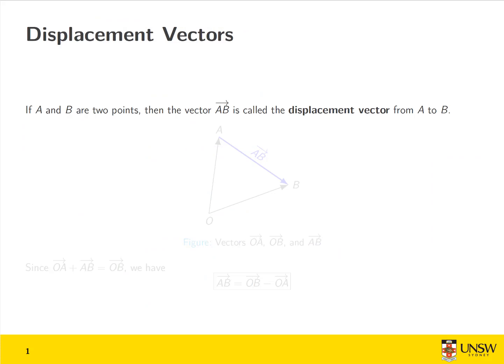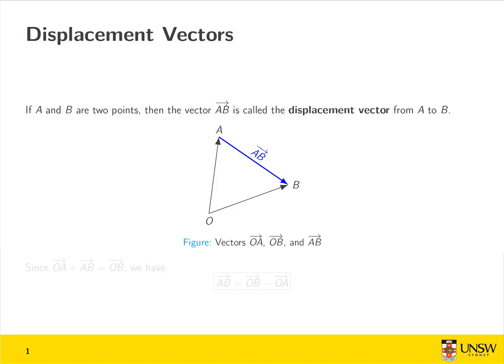When dealing with vectors in the coordinate plane, so far we have only considered those whose tails lie at the origin. In general, the vector from point A to point B is called the displacement vector from A to B. If we consider the points A and B in relation to the origin, it is possible to describe the vector AB in terms of the vectors OA and OB.